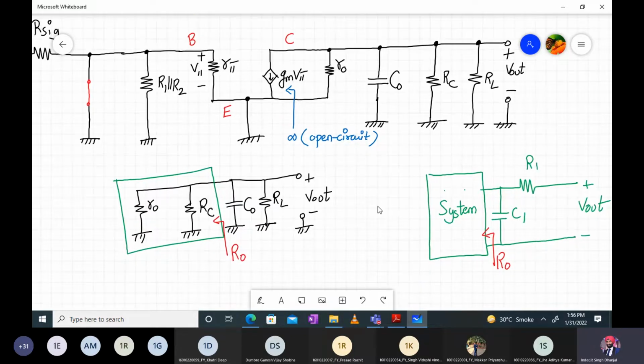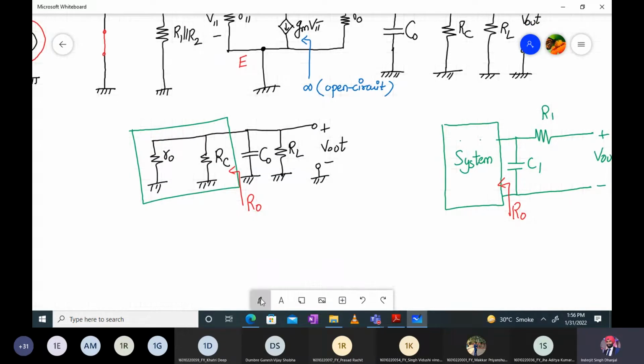Can anyone tell me what is RO from the network? What's the value of RO? RO will be RC parallel to small RO, correct? Capital RO will be capital RC parallel to small RO.